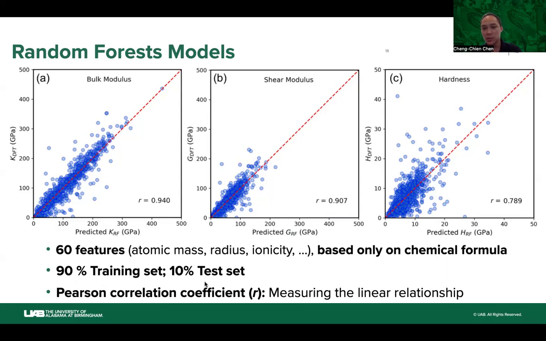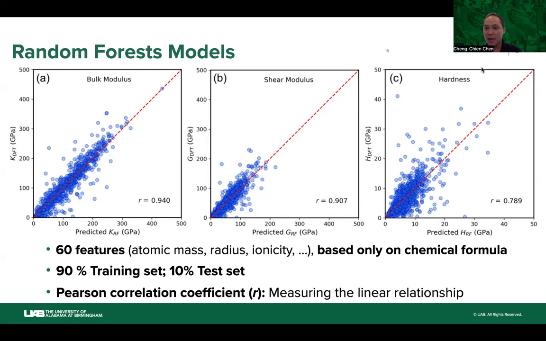There are different ways to evaluate the performance of a machine learning model. One possible way is to look at the Pearson correlation coefficient between the predicted value and the actual value, which basically measures the linear relationship between the two quantities. For example, if the prediction is 100% accurate, then all the points will fall on this red diagonal line. Of course you see there are some deviations, but overall we can achieve a 0.94 correlation for the bulk modulus prediction, which is already pretty decent.